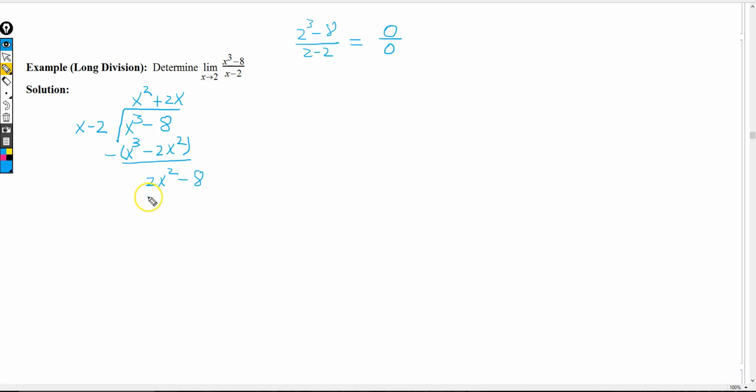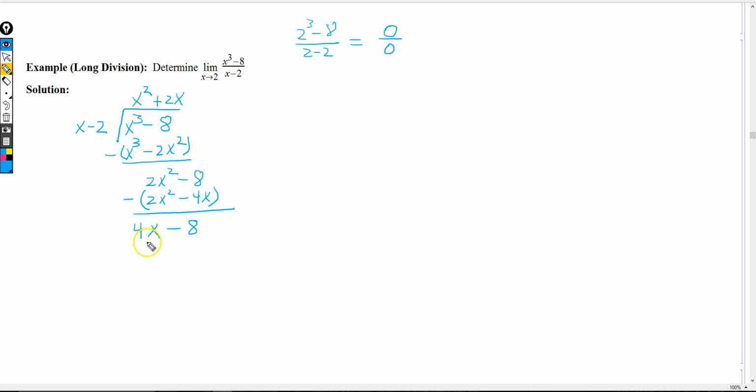And when we do that, we get 2x squared minus 4x, and we are going to subtract that. The x squares drop out. No x's minus -4x gives me a 4x. -8 minus no constant, bring that -8 down.